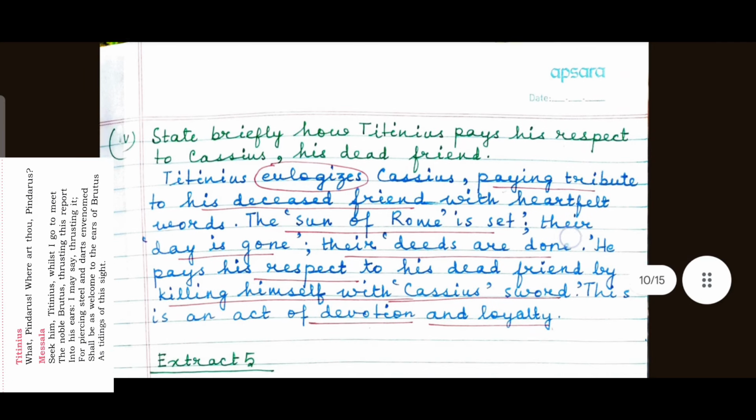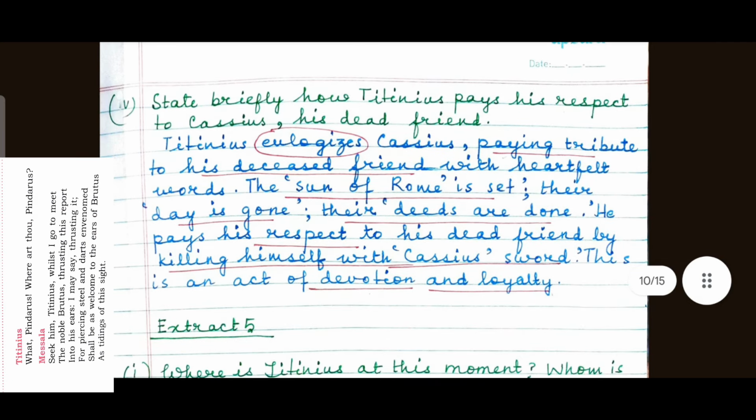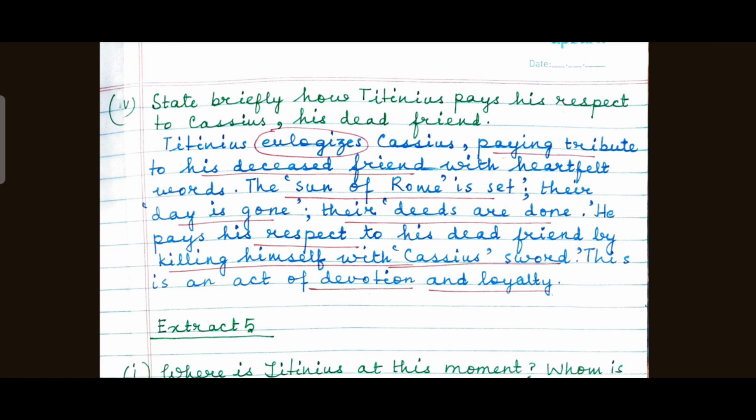State briefly how Titinius pays his respect to Cassius, his dead friend. Titinius eulogizes, praises Cassius after his death, paying tribute to his deceased friend with heartfelt words. The sun of Rome is set. Their day is gone. Their deeds are done. He pays his respect to his dead friend by killing himself with Cassius's sword. This is an act of devotion and loyalty.